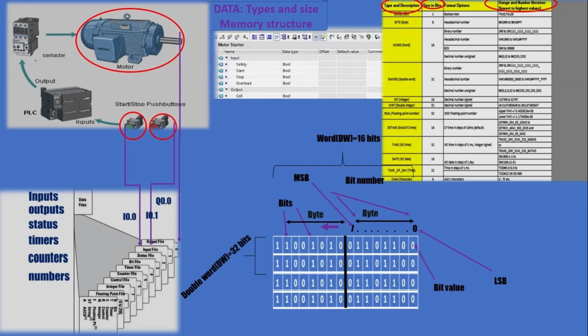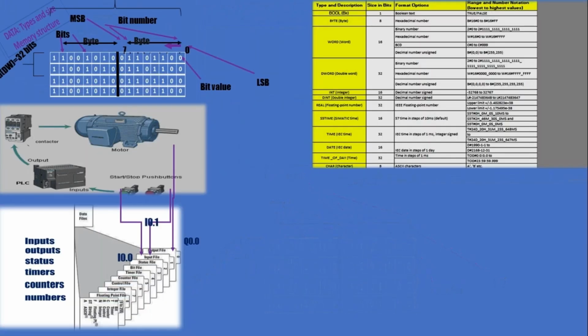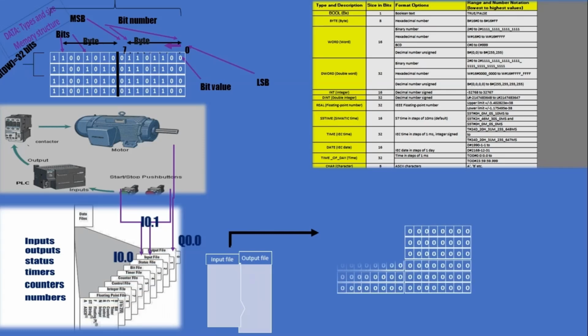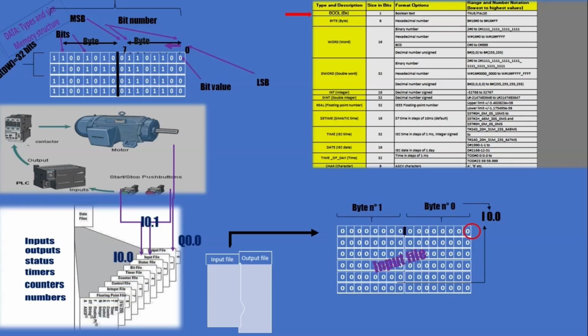Now, let's locate our example data in the data memory. We have 2 inputs and 1 output. As already mentioned, these are put in their respective files. So the inputs stand somewhere in here bearing their own addresses. Let's take the start push button address I0.0. The input is a bool data type. It can be either 0 or 1. The letter I refers to the input memory file, the 0 near the letter I stands for the byte number, and the 0 near the dot is the bit number.